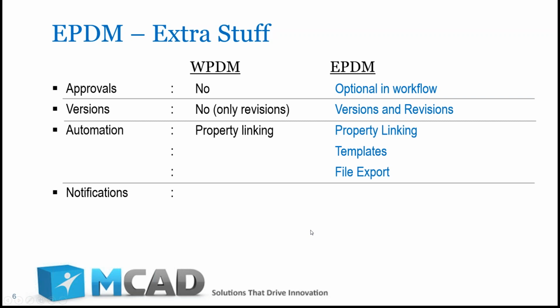Automation. Workgroup will link the properties from the vault to the properties in the file, and that's good for things like the face of the drawing, the title blocks, things like that. Enterprise PDM will do that as well. But on top of that, it adds templates for creating things that maybe you do a lot, maybe certain types of files or certain folder structures even. You can set up a template to recreate those with the click of a button.